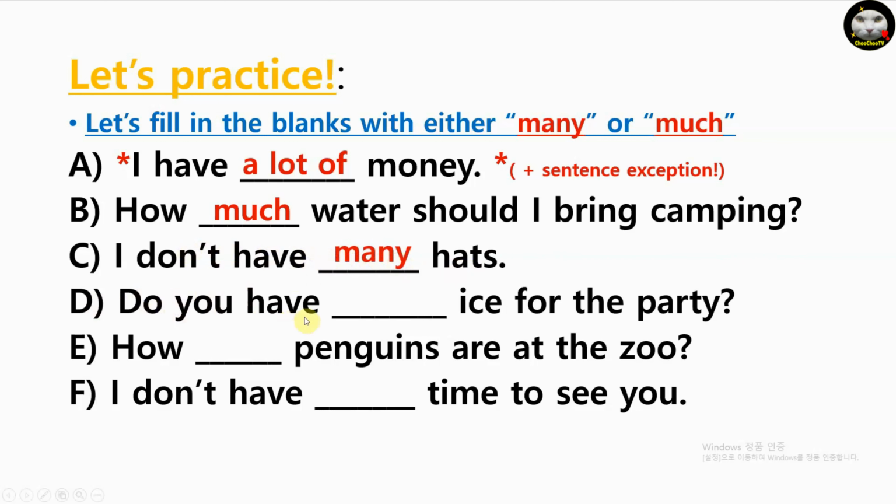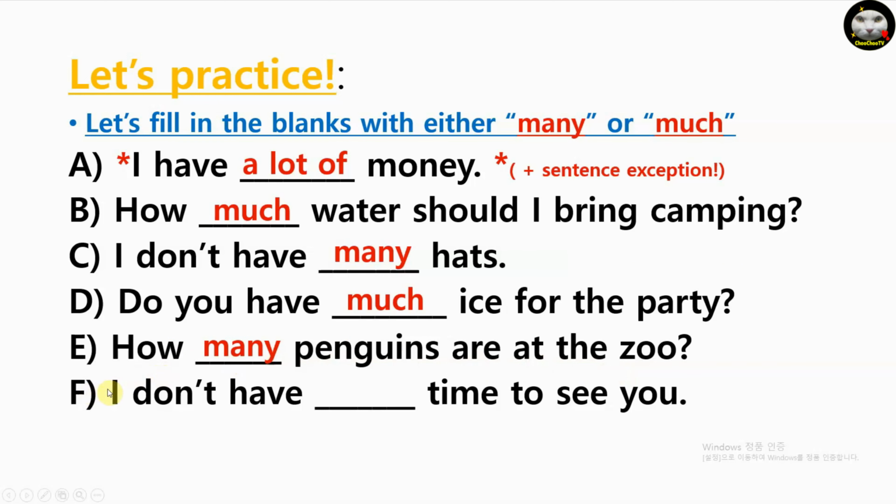D. Do you have blank ice for the party? Ice is an uncountable noun. This is a question sentence, so not an exception. Do you have much ice for the party? E. How blank penguins are at the zoo? Penguins, like people, are easy to count. And that means a countable noun will use the word many. How many penguins are at the zoo?